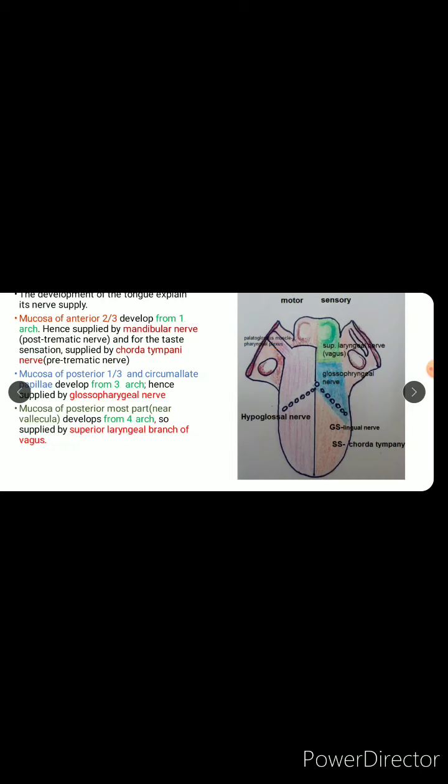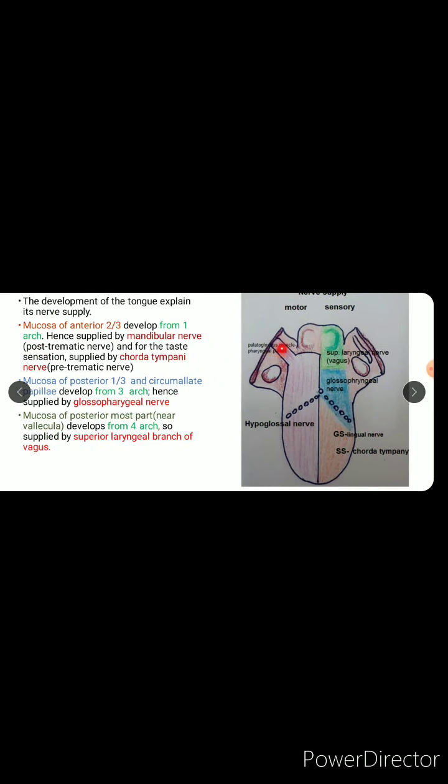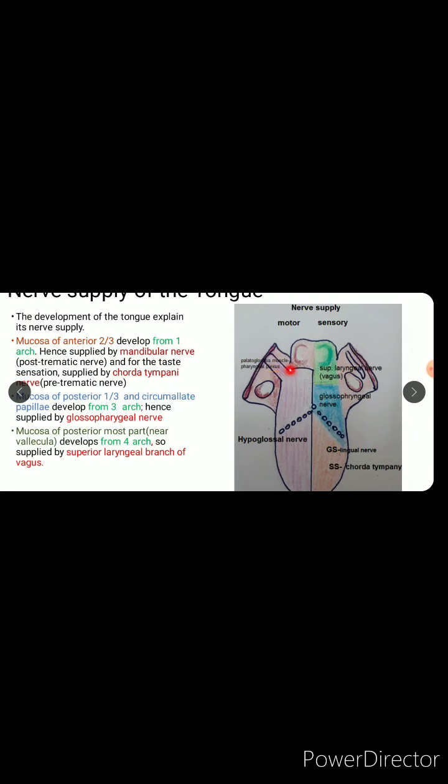Now, this part shows the motor supply. All the muscles are derived from the occipital myotomes. So the hypoglossal nerve supplies all intrinsic as well as extrinsic muscles of the tongue except the palatoglossal muscle. The palatoglossal muscle is supplied by the pharyngeal plexus, by fibers arising from the vagus nerve.